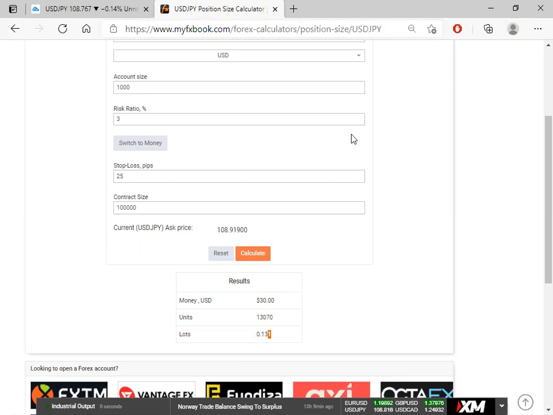So we're opening the trade. The lot size that we're going to use is 0.13. Drag our stop loss to 25 pips. And if our take profit is 100 pips, obviously we know right off the bat that 30 times 4 is $120. So that's how much we stand to make on the position. You can just multiply that by the risk reward ratio.